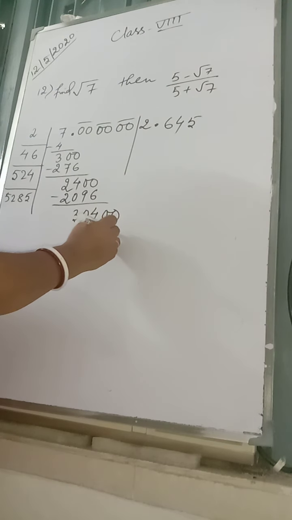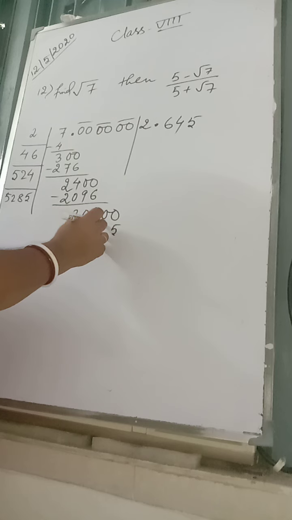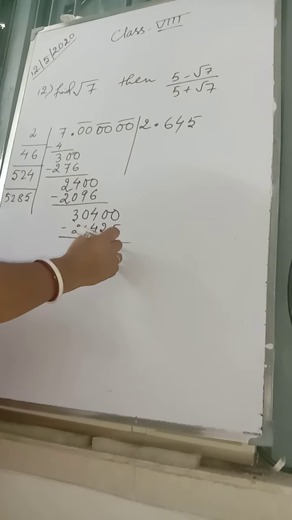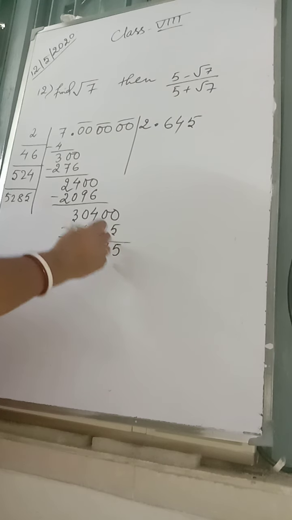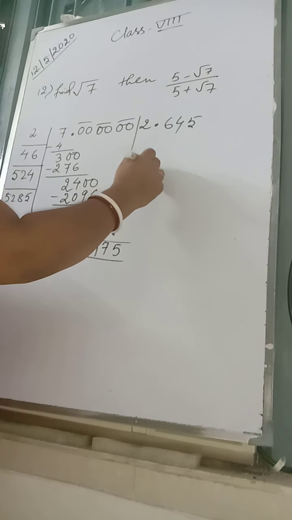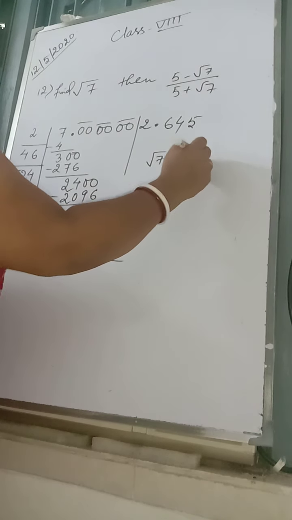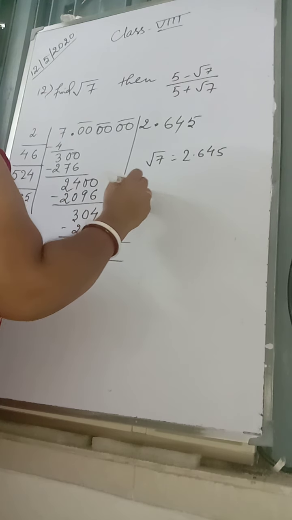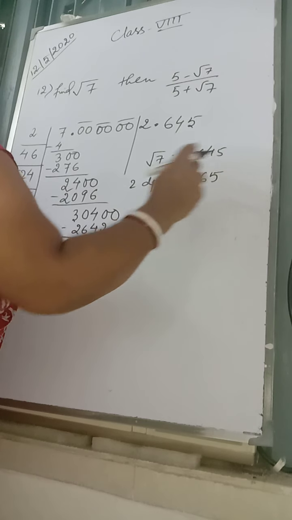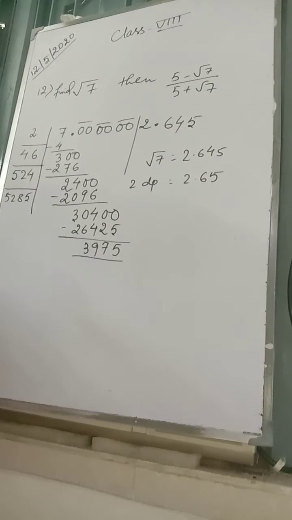5 5s are 25. 5 8s are 40 and 2 is 42. 5 2s are 10 and 4 is 14. 5 5s are 25 and 1 is 26. So 10 minus 5 is 5, 9 minus 2 is 7, 13 minus 4 is 9, and 9 minus 6 is 3. No more. So we get under root 7 is equal to 2.645, correct to 2 decimal places is equal to 2.65, is it?